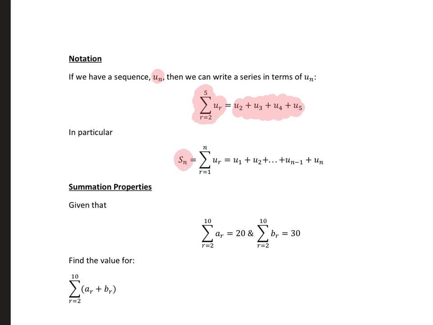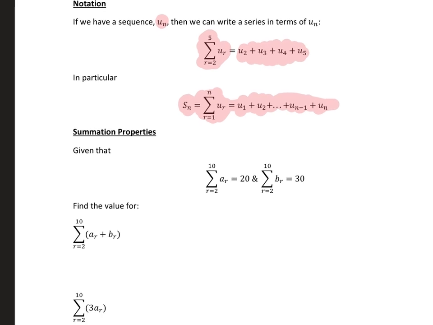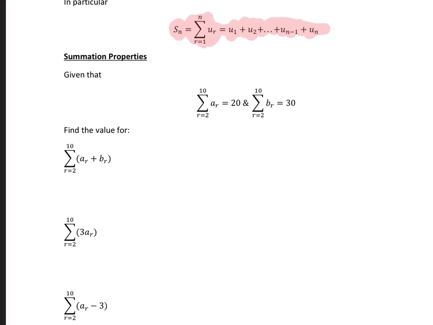In particular, Sn, that notation I mentioned before, is the series when I start at 1. So that means start with u1, u2, u3, all the way up to un and add them together. Now, just like integration, hopefully you can remember from integration that if I'm adding, I can separate.